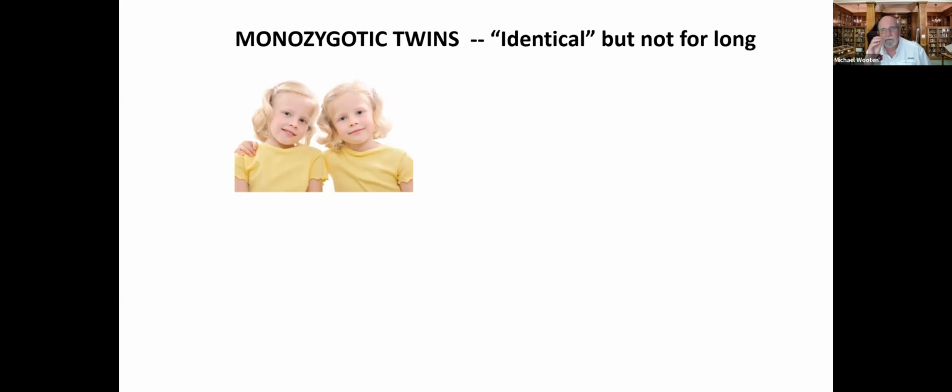But it turns out that monozygotic twins are not identical. Genetically, they start out identical, most certainly, and they tend to stay that way. But morphologically, it doesn't take long for them to start to diverge.